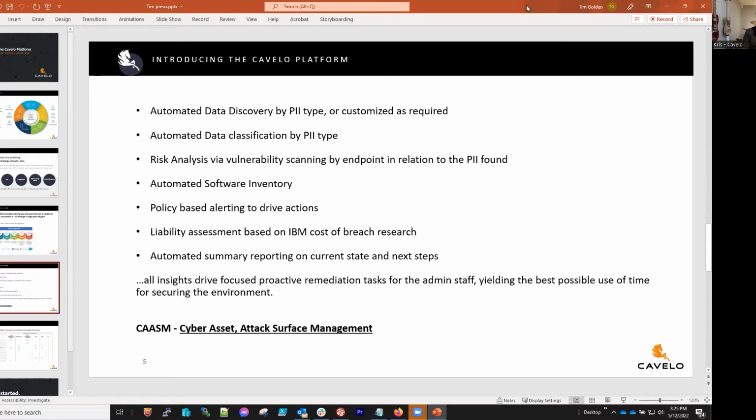Yeah, exactly right. And what we're really striving for, and what everybody should be striving for, is insights to drive focused, proactive remediation tasks, right? Yielding the best use of everybody's time to secure the environment. It's really that simple.